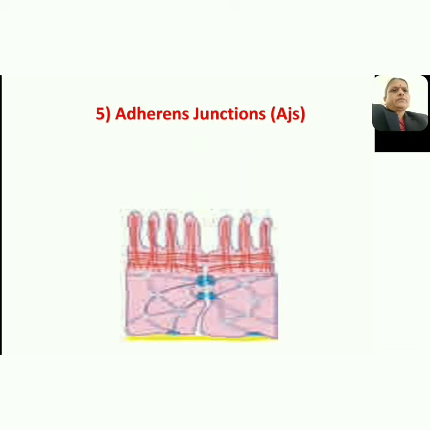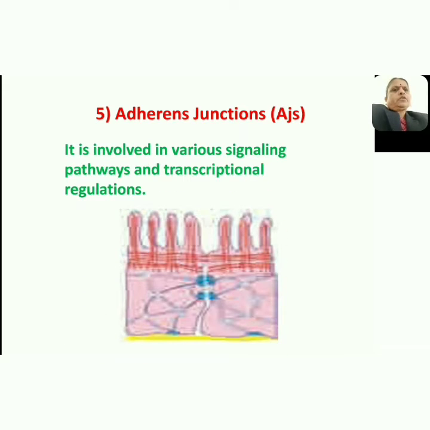Number 5, adherent junctions, AJs. This is the diagram of adherent junctions. It is involved in various signaling pathways and transcriptional regulations. Remember adherent junctions.